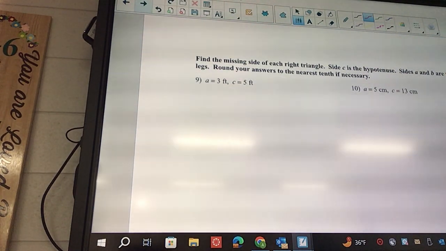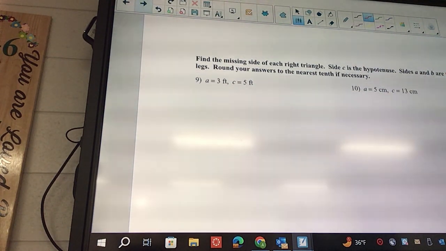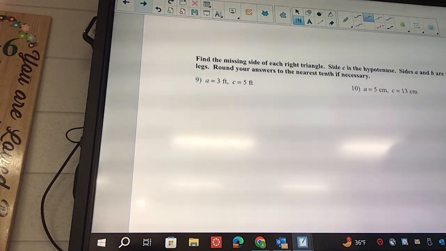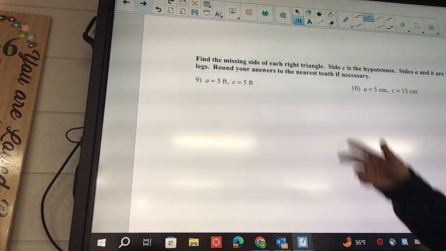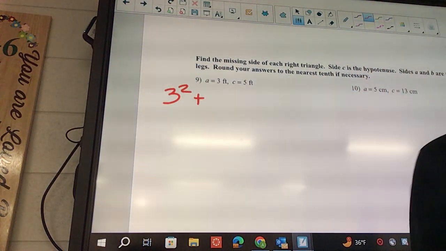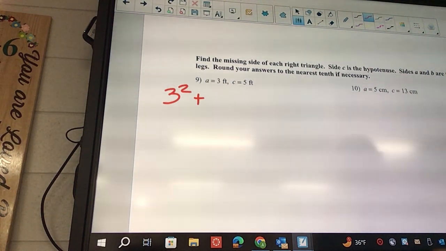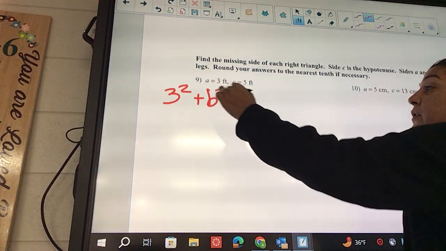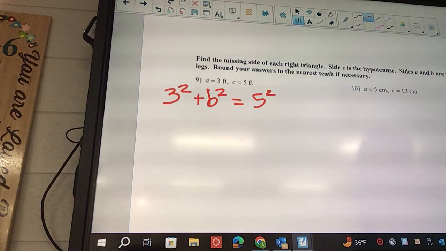The rest of them look a little bit different, but there's not much difference here. They gave you A and C, so what do you need to find? B, but it's not really going to matter. You can say B is X. It's still the same thing. So my A is going to be 3 squared plus B squared, or you could say X squared. It doesn't matter. B, okay, so B squared equals my C, which is 5 squared.